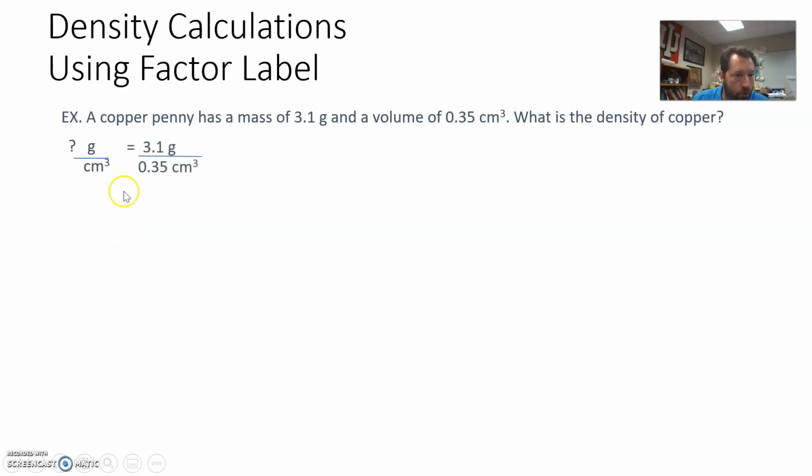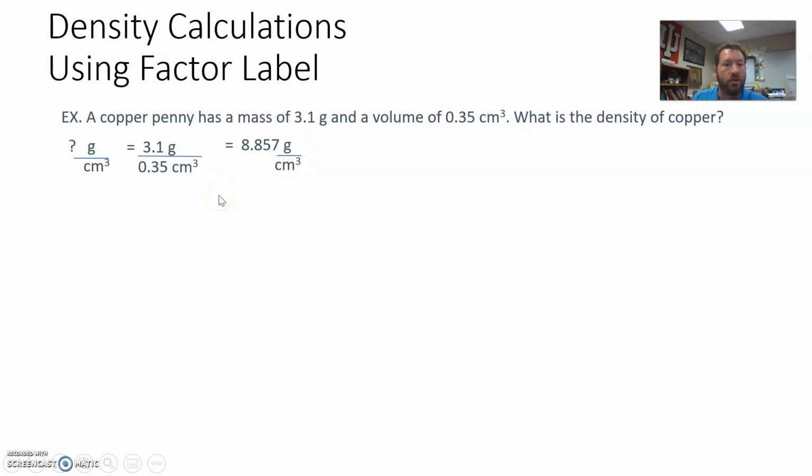I'll go ahead and write the equal sign, and plug in the values that I have. I have 3.1 grams. I have 0.35 cubic centimeters. Hey, look at that. These are the units that I want. I don't have to do any conversion. I've got my problem set up exactly how I want it. I just have to divide 3.1 by 0.35. I got 8.853 grams per cubic centimeter. That's a density, mass per volume.